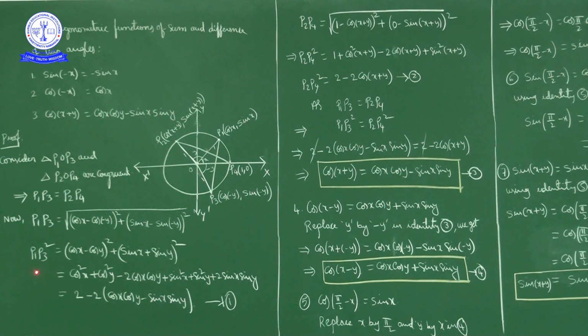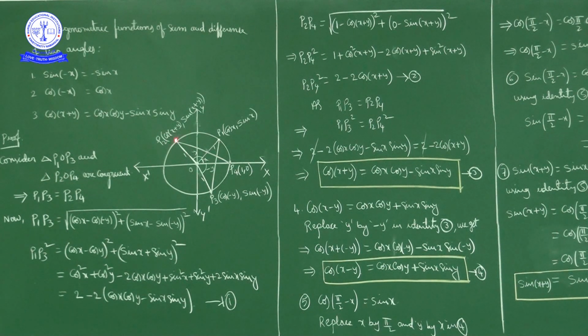Okay, this is P1P3 square. P1P3 square, how much do we get? 2 minus 2 times of (cos x cos y minus sin x sin y). Okay, similarly P2P4 I will calculate.